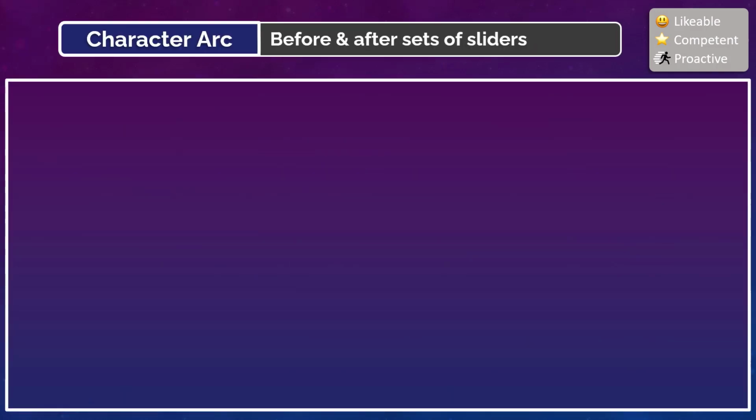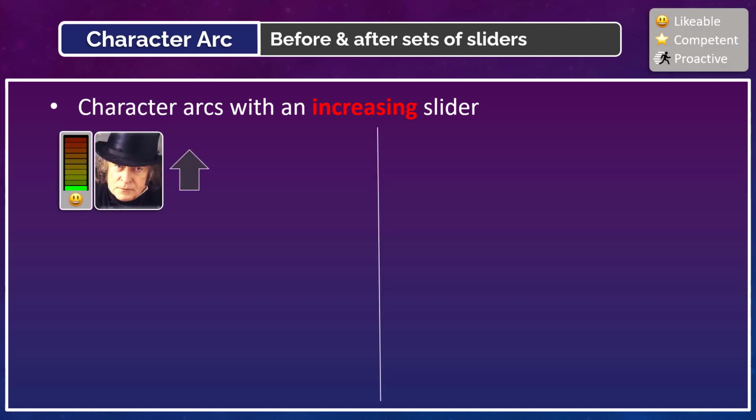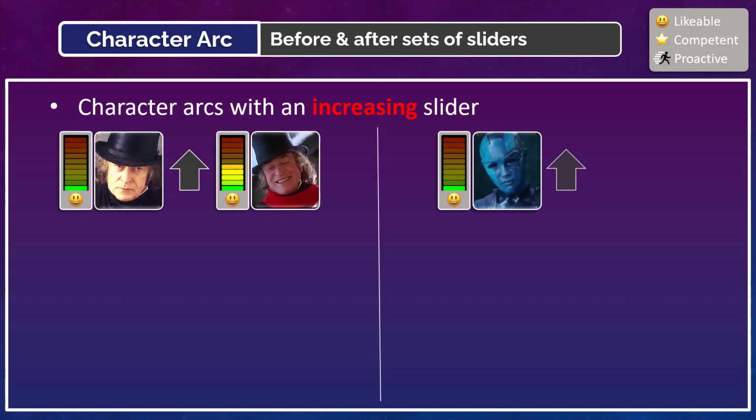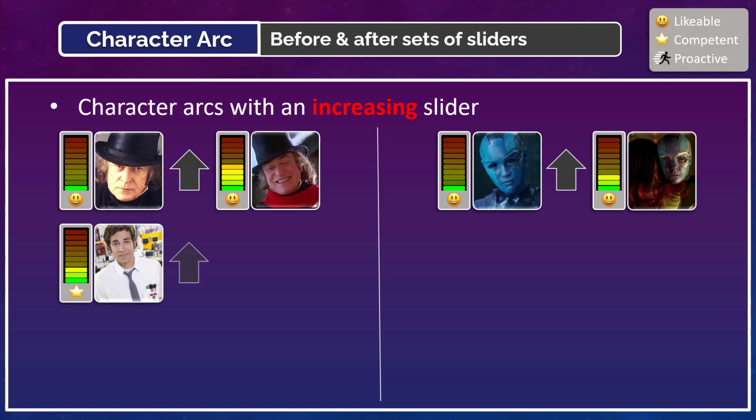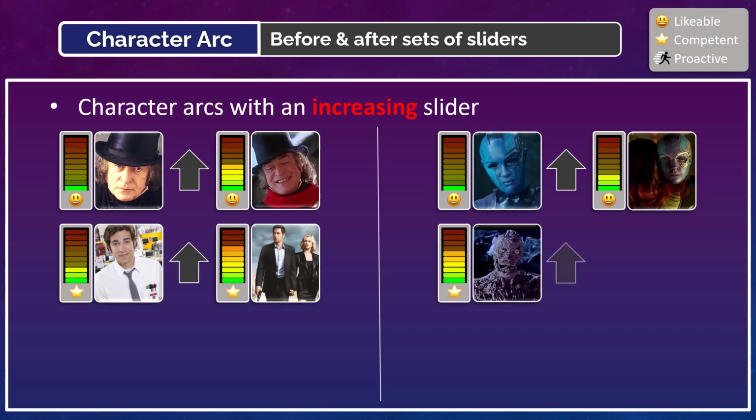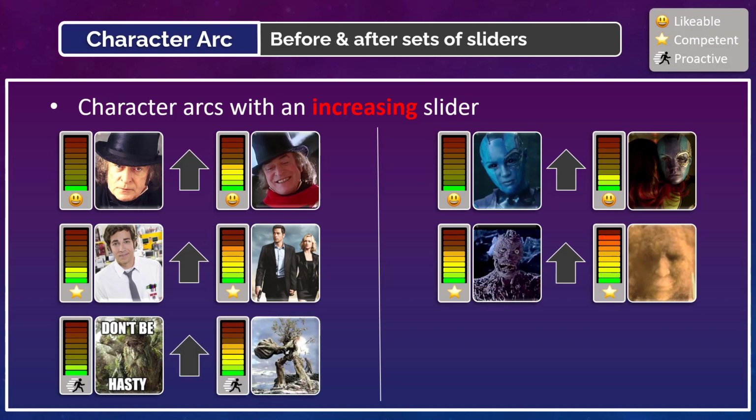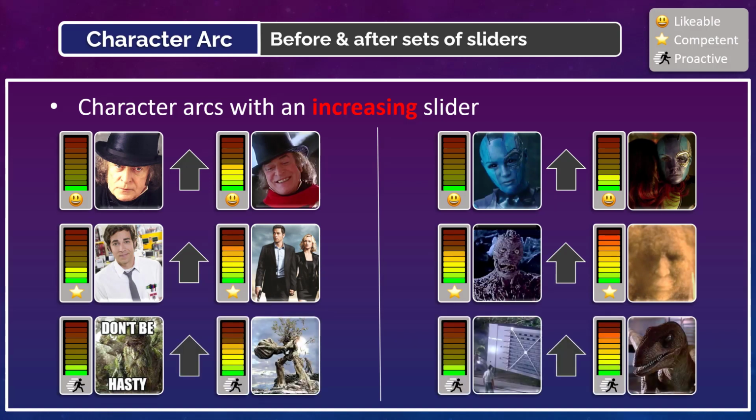As mentioned before, character arcs often revolve around movement of one of the sliders. This may be a character increasing one of their sliders, like Scrooge or Nebula, increasing their likability, Chuck Bartowski or Imhotep, increasing their competence, or the Ents in Lord of the Rings, or the Raptors in Jurassic Park, increasing their proactivity.